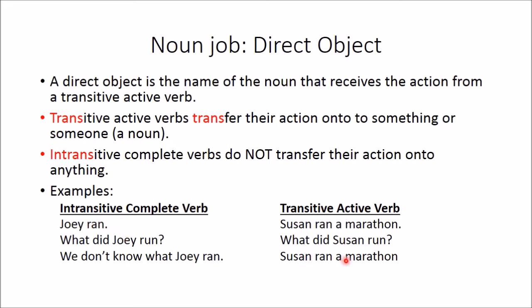Whereas in this case, there is. Susan ran a marathon. So what did Susan run? She ran a marathon. So that's how we know that there is a direct object. First of all, there's a noun. It's not the subject because that's Susan, and it's not the object of a preposition because there's no prepositional phrase. The only other noun job we know at this point is direct object, and marathon answers the question what. Okay? So it's not the type of word because it's the same word. It's whether or not that word is transferring its action onto a noun. Okay? So transitive active verbs, intransitive complete verbs. You need to know those.